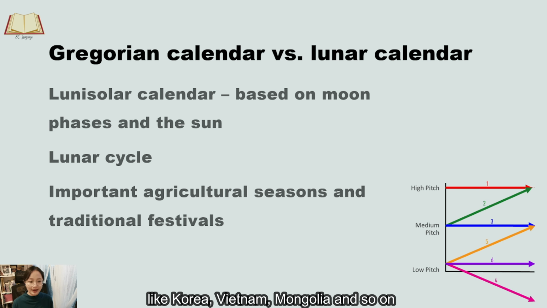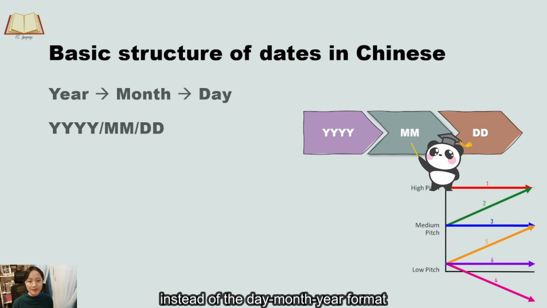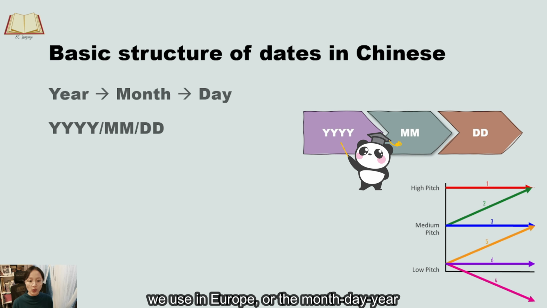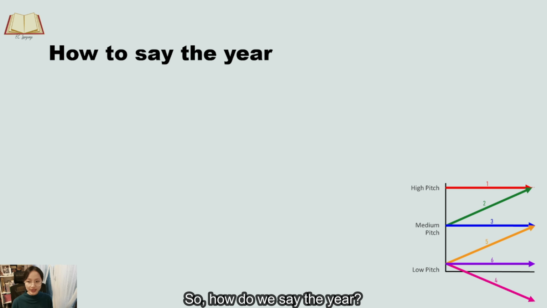In Chinese culture, we have a tradition of starting with the largest unit first. So in terms of dates, that would mean we start with the year because it is the longest in duration, followed by the month, followed by the day. So the format would look like this, instead of the day, month, year format we use in Europe or the month, day, year format they use in North America. So how do we say the year?